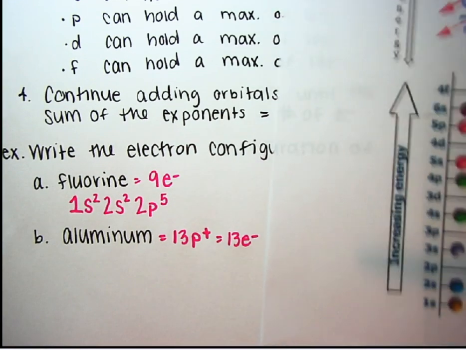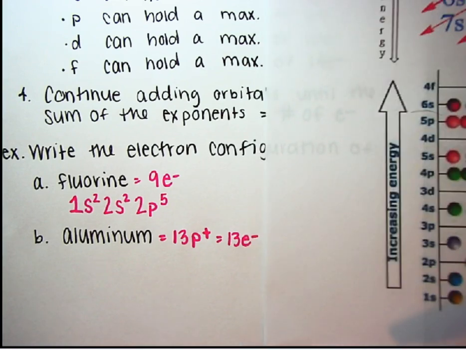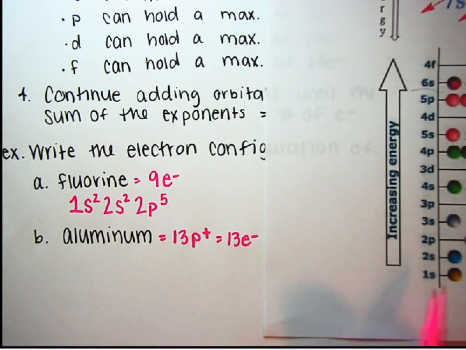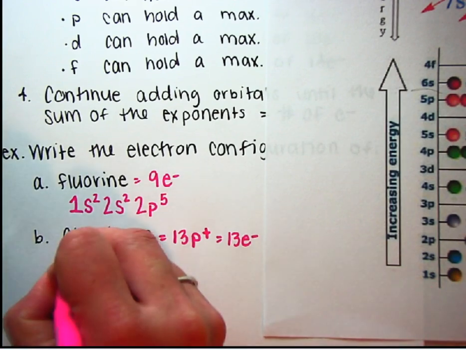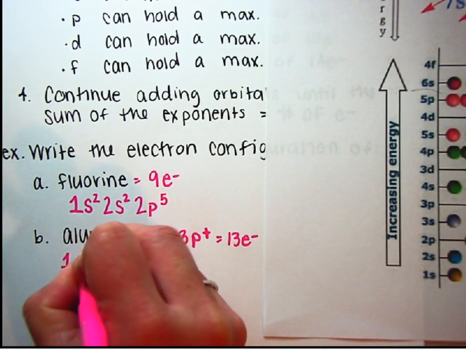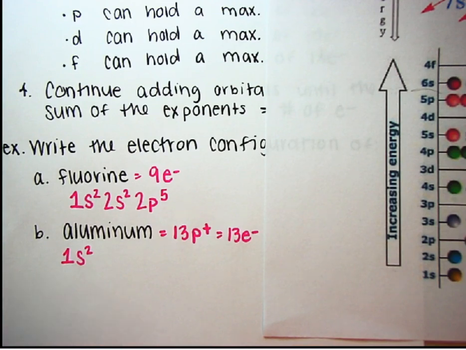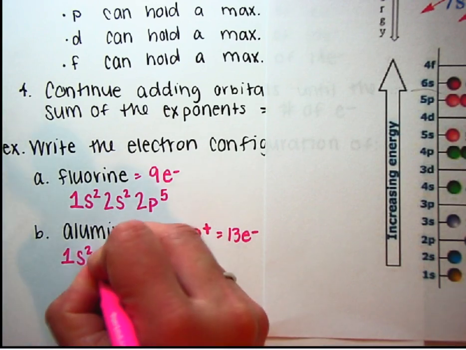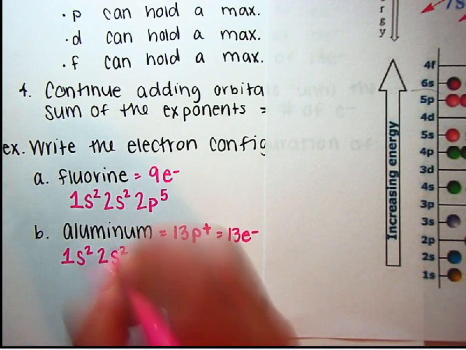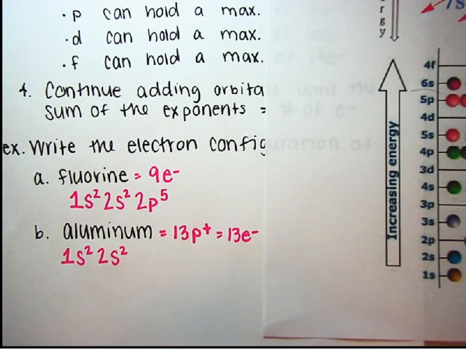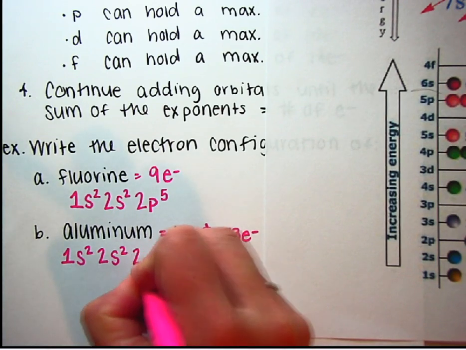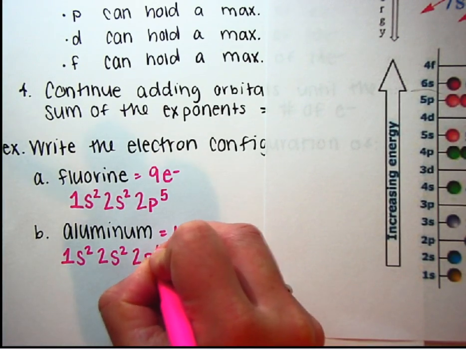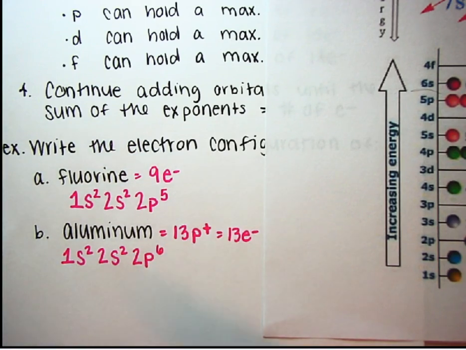We're going to use our resource packet to determine the order that the orbitals will fill. We are always going to start with the lowest energy orbital, which is 1s. An s orbital could hold 2 electrons. Once the 1s orbital is filled, we're going to go on to 2s. And again, s can hold 2 electrons. Once the 2s is filled, we're going to go on to 2p. P could hold a maximum of 6 electrons.